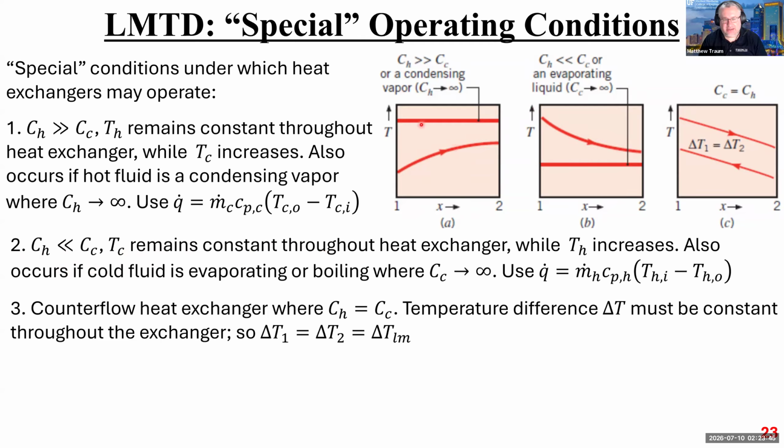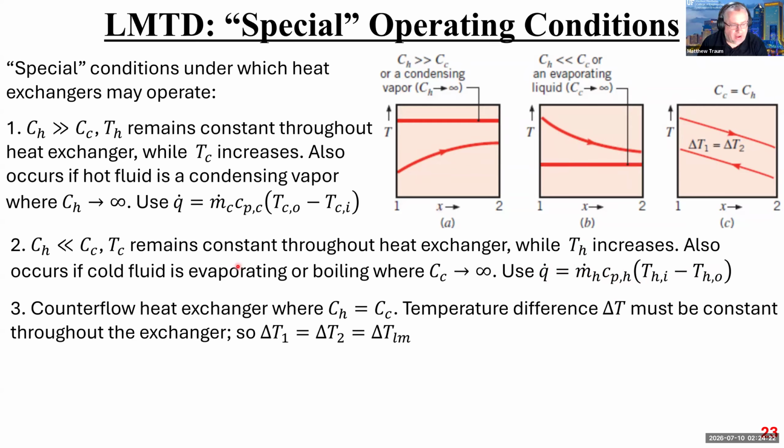And just like the case here where CH basically goes to infinity for all intents and purposes, the same is true here, that CC of the cold side will basically go to infinity if you're changing phase. And so here you're going to want to use Q is equal to the hot side mass times the hot side CP times the hot side temperature difference, because the hot side is the one that's cooling down and the cold side is just absorbing all that thermal energy without budging, without changing temperature.